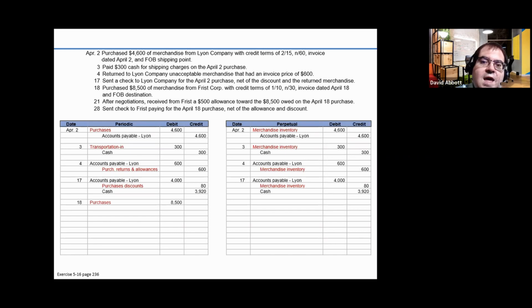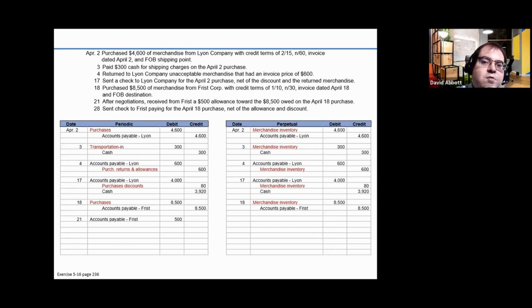And then on the 18th, you purchased $8,500 of merchandise from Frist Corp with credit terms of 1/10/30, invoice dated on the 18th, and it's FOB destination. So you would again debit purchases $8,500, and then you would credit the accounts payable Frist $8,500. That's in a periodic. Again, in a perpetual, rather than using a purchases account, you're going to use the merchandise inventory account $8,500, and then same thing, credit Frist.